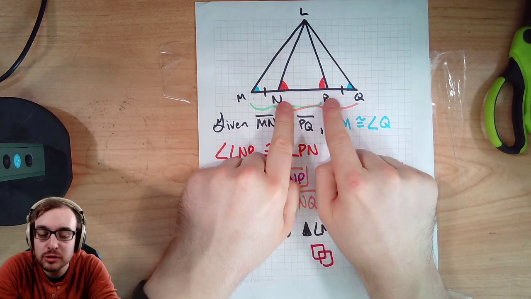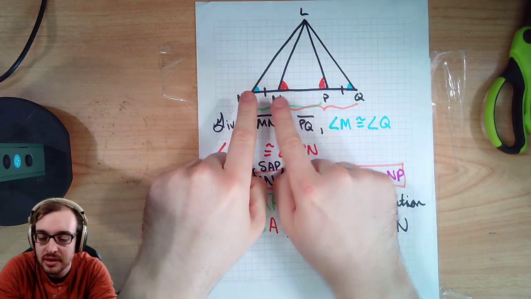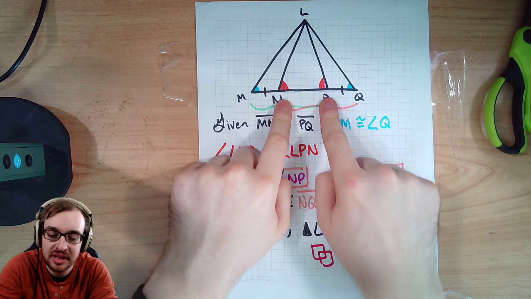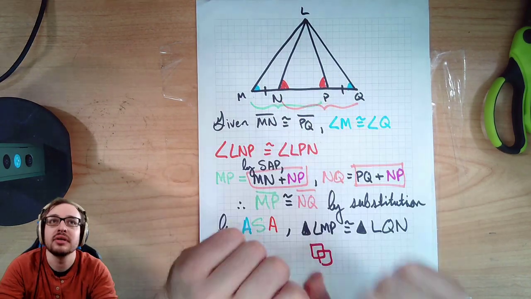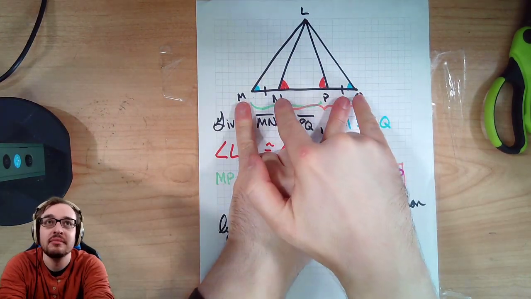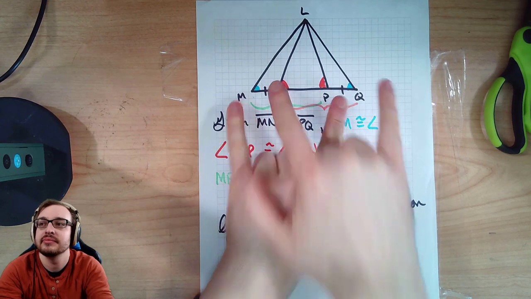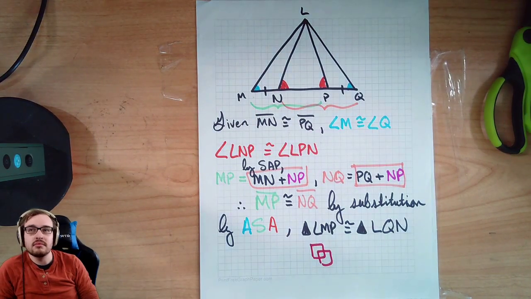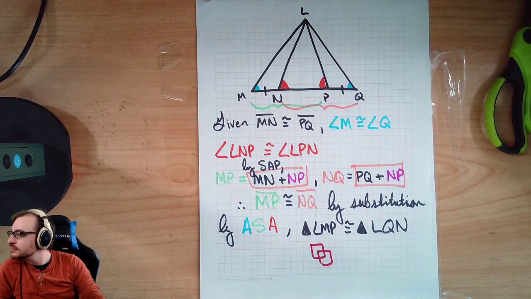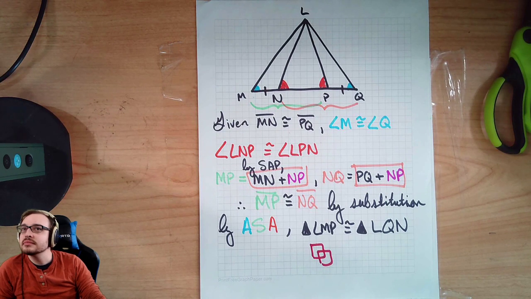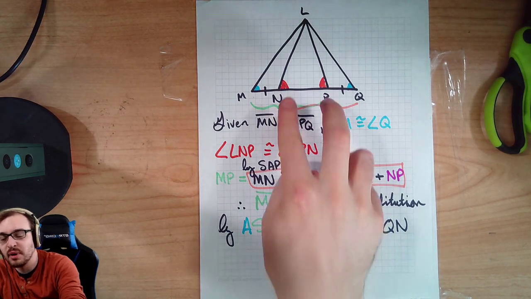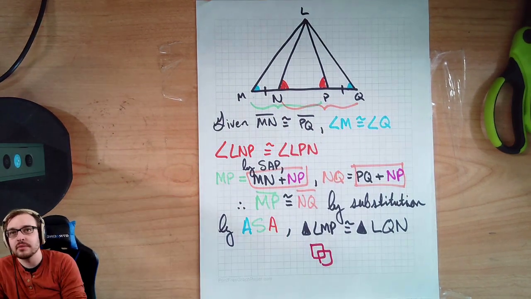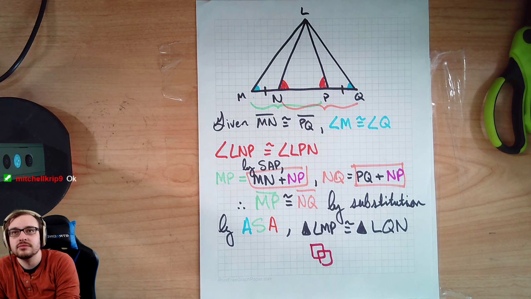It's because they both share NP, right? Something plus NP will equal the same thing plus NP, right? So these two bits are the same. So we have angle, side, angle. How do you feel? When there's partial overlap, you're almost always going to use segment addition postulate, right?